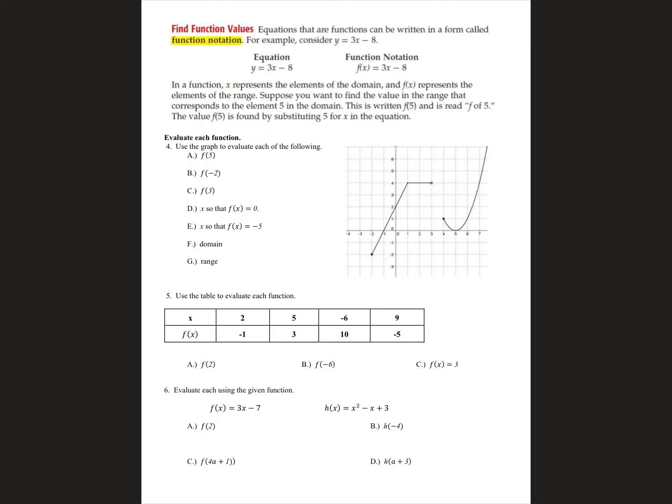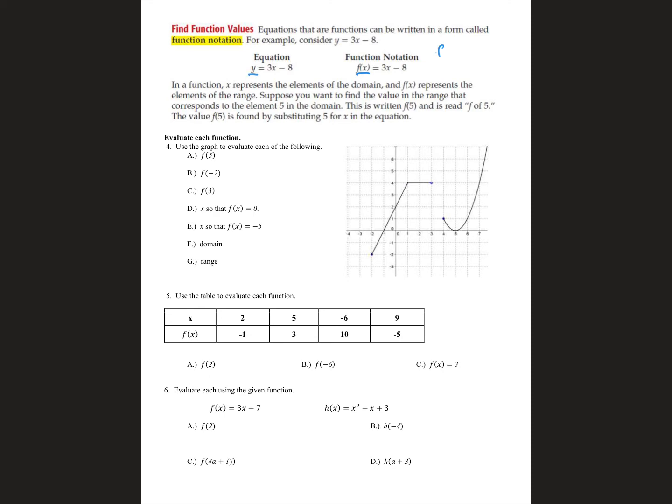And finally, the last part of our notes for today, we're going to look at how to evaluate a function. And in order to evaluate functions, you need to know about a certain type of notation called function notation. So let's consider the example. Let's say we have an equation of y equals 3x minus 8. The only difference between that equation and function notation is you can see that function notation says f of x equals 3x minus 8, where the original equation was y equals 3x minus 8.